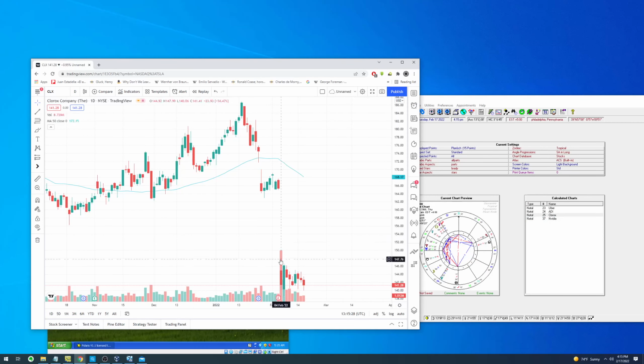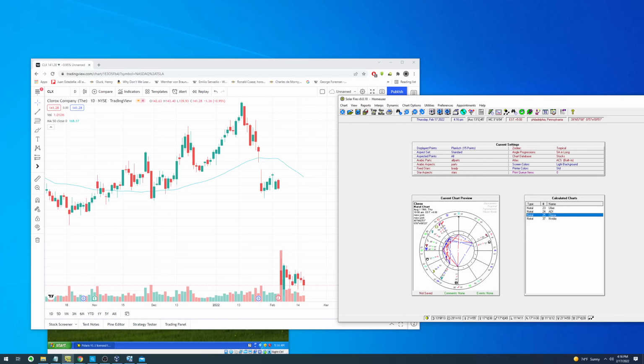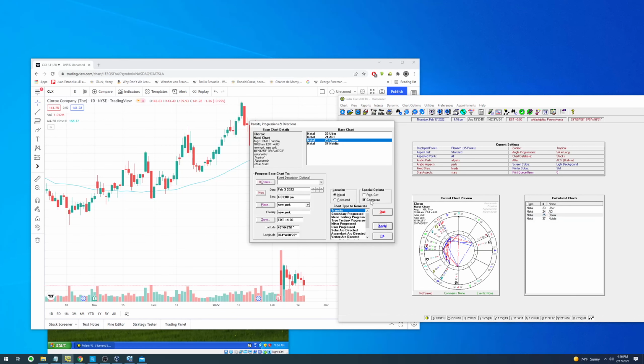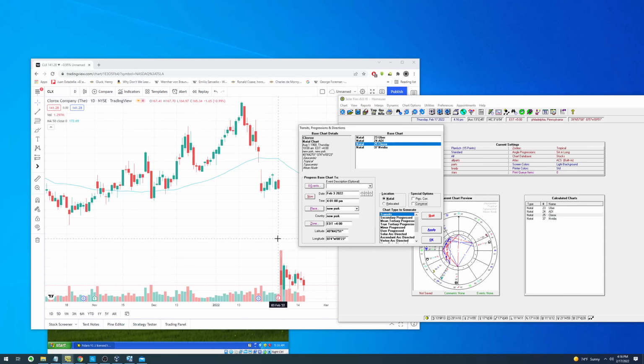This is the price chart for Clorox. You can see here the descent from 165 to 141 on earnings, after earnings day, when the market opens after they announce the earnings. The stock drops from 165 until 141, almost 25 points. So what's the main reason here? Look at these transits for the day of the announcement.